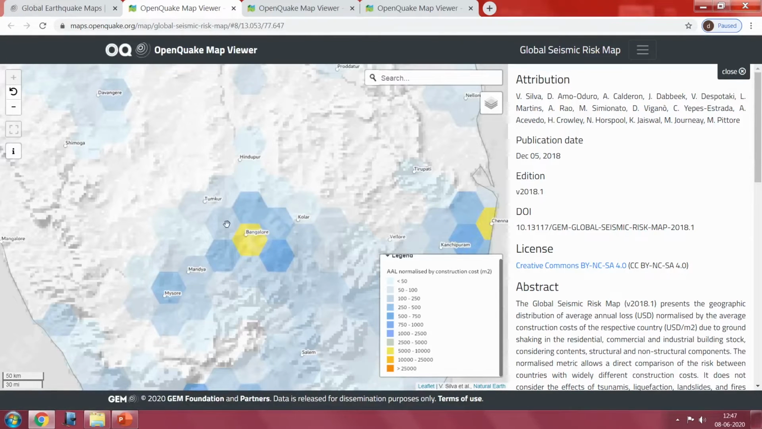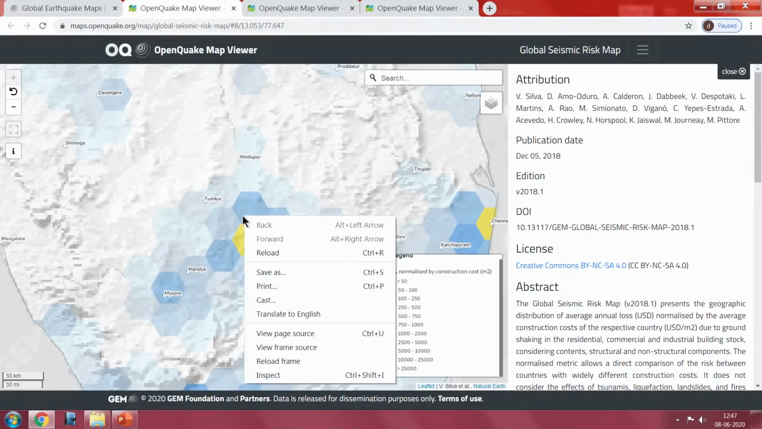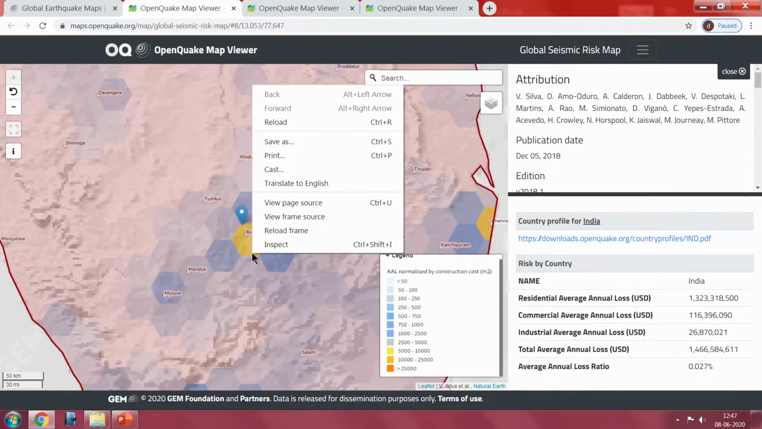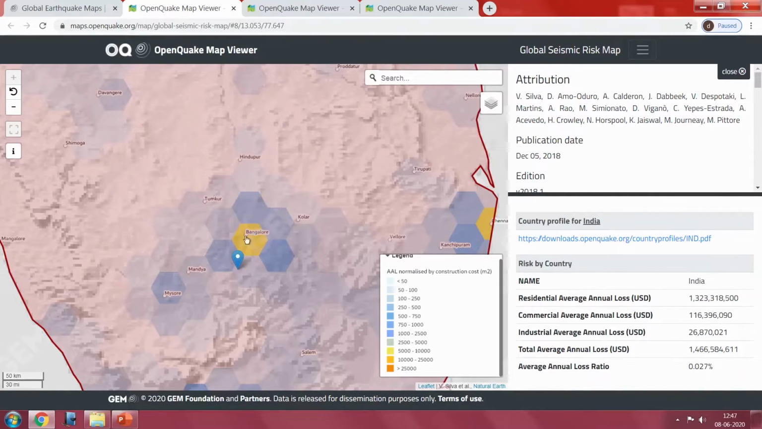So, here you can see that in our hazard map this entire area is marked as the same hazard value, but when you go to the risk map, you can see that Bangalore has a higher USD loss when compared to the nearby area. You can see here. So, the region, country, how much the loss, everything you can get as interactive information.